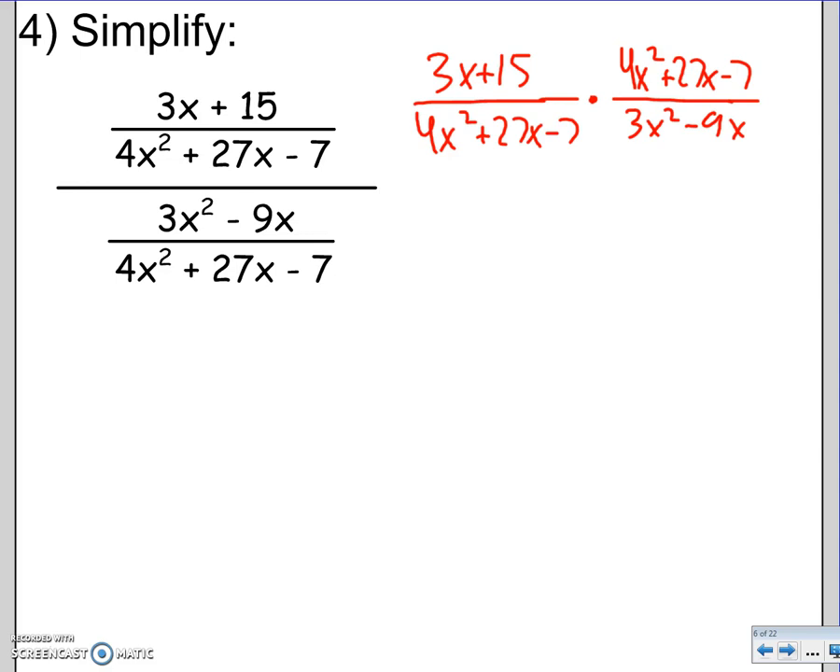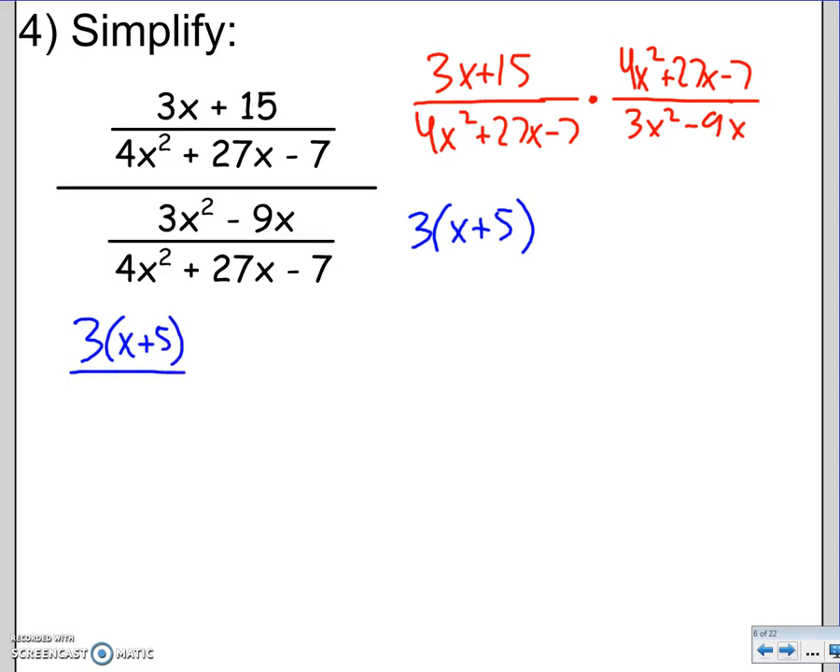Factor everything. For the top left, we can do GCF. If I take out a 3, what's left is x plus 5. I have to check the 3. 3 is prime, so I can't break it down. The x plus 5 is linear, so it's done. So top left is this.